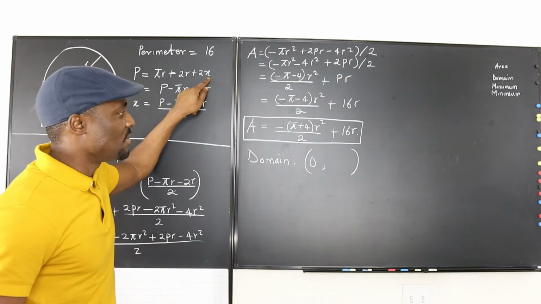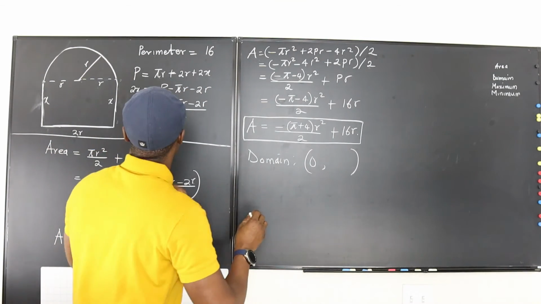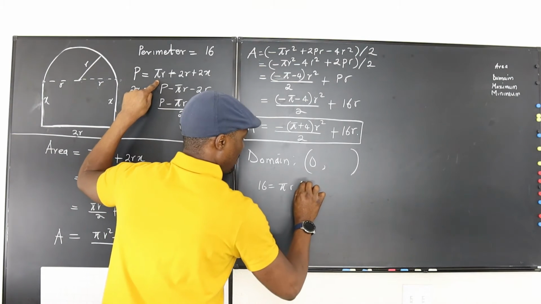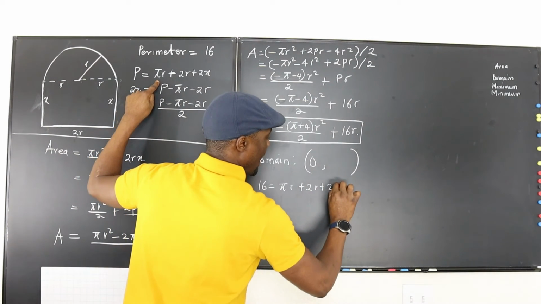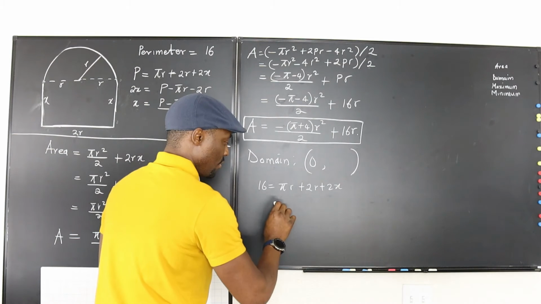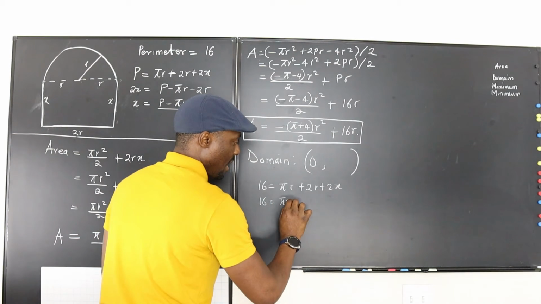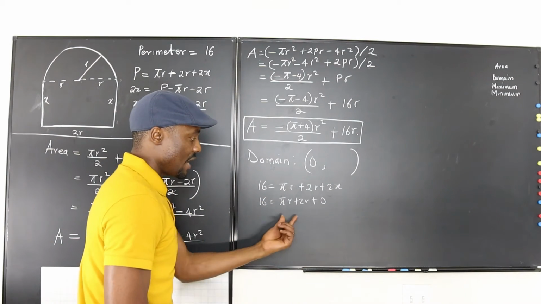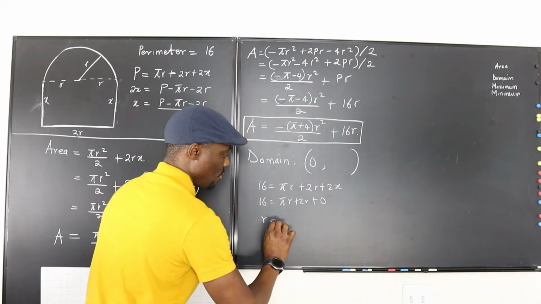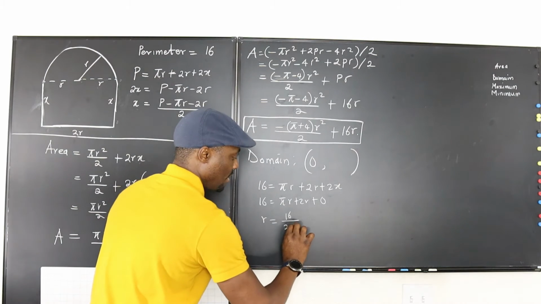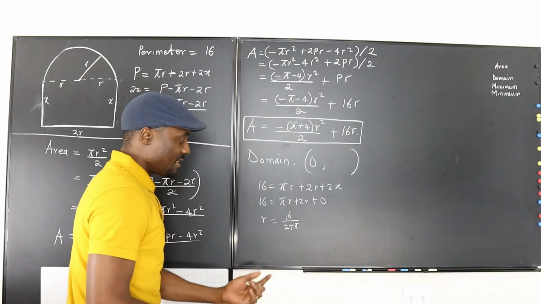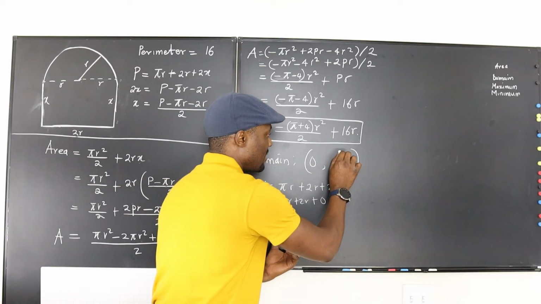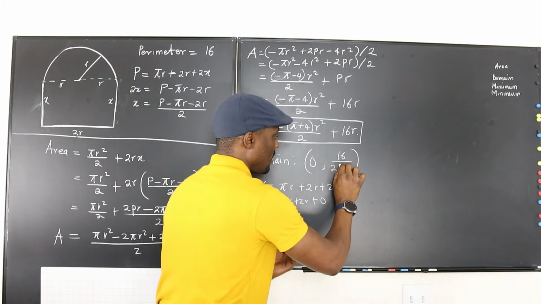Let's find out when x becomes 0. Let's quickly do that. So we have 16 is equal to pi r plus 2r plus 2x. When x becomes 0, you're going to have 16 equals pi r plus 2r plus 2 times 0, which is 0. If you isolate the radius, what you notice is that r will be equal to 16 over 2 plus pi. That is the largest value of r you could use. And that's what I'm going to write here: 16 over 2 plus pi.